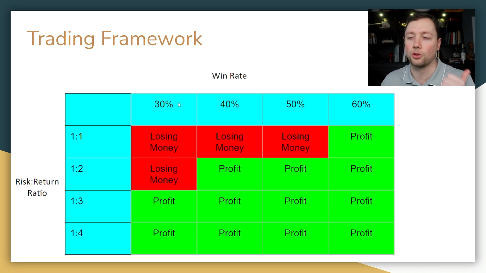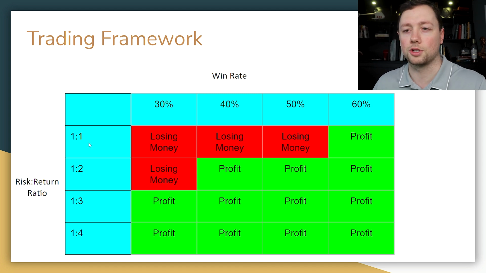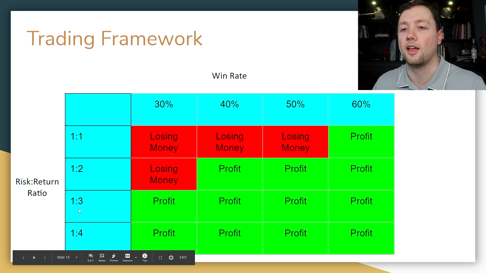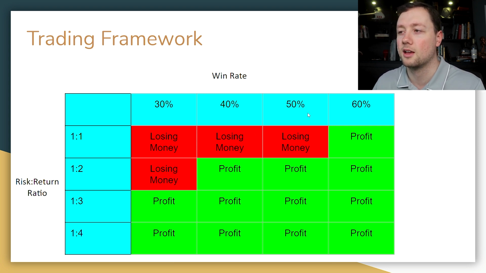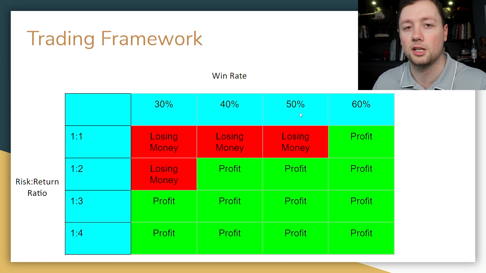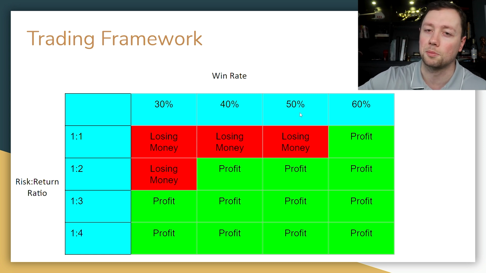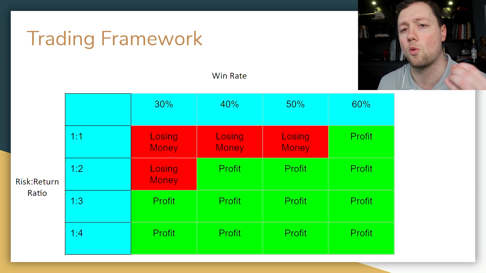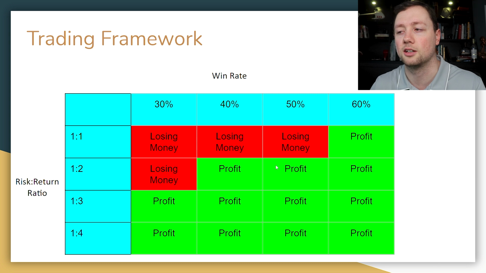So if you win 30% of your trades or 40% or 50% of your trades, and then you have a risk return ratio of 1-to-1 or 1-to-2 or 1-to-3 or even 1-to-4, this is how you can see whether or not you're going to be profitable. So for instance, if you win 50% of your trades, if you take these two patterns and apply them to 50 trades and you win 50% of them, the risk to reward ratio on those trades that you need in order to make money is a 1-to-2 risk to reward ratio.